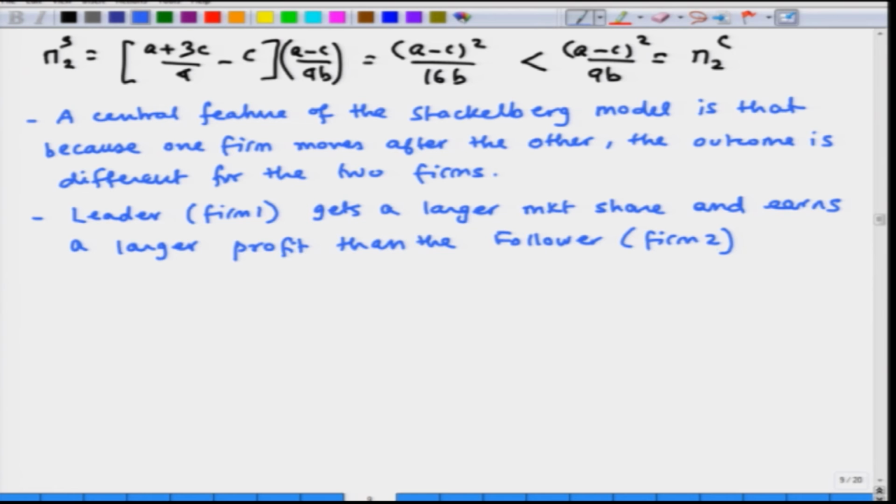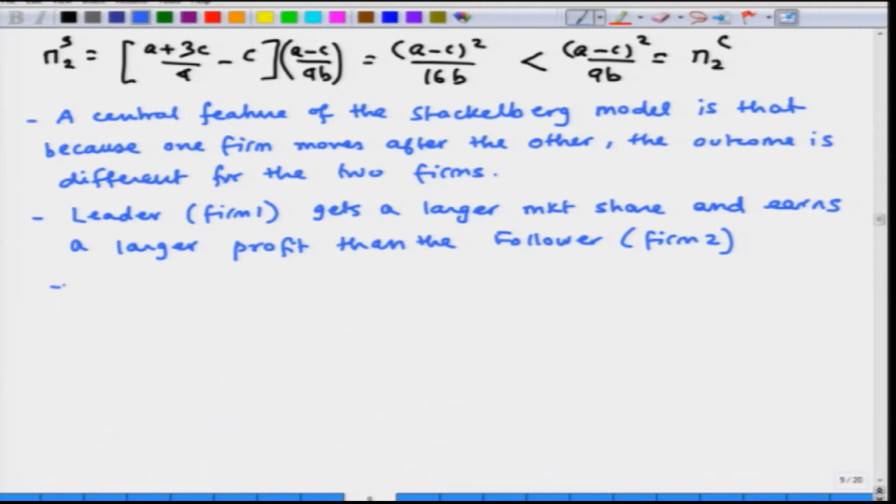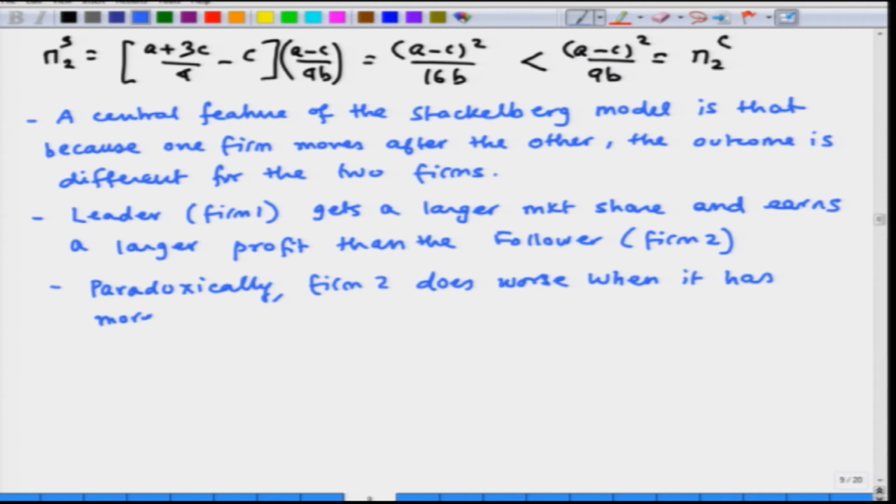Right. But an interesting aspect of the disadvantaged outcome for firm 2 is that paradoxically firm 2 does worse than what it did under the Cournot model when it has more information now. Notice the timing of the moves. Firm 1 chooses Q1, firm 2 observes the Q1 and then chooses Q2. So, essentially in the Stackelberg model, firm 2 has more information. So, paradoxically firm 2 does worse when it has more information about firm 1's choice of Q1, because now it observes the Q1.